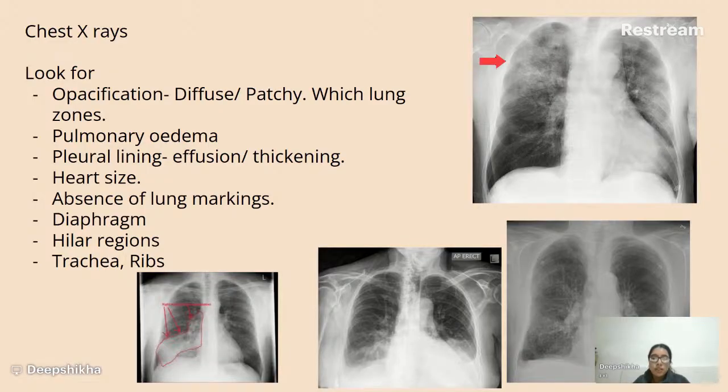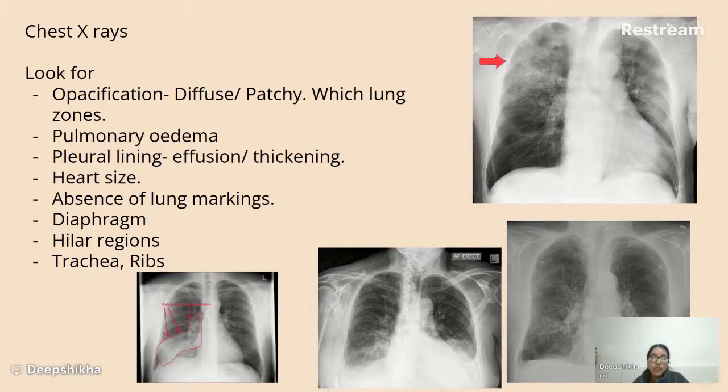So just a little slide on chest X-rays, what to look out for whenever you send off for a chest X-ray. The most important thing is to look for opacification. That just means whiteness on the chest X-ray film. Is it diffuse or is it patchy? Which lung zones do you see it in? Or is it bilateral? Pulmonary edema as well: blunting of the costophrenic angles and fluid all the way up. So just that third painting, 1, 2, 3, the middle painting at the bottom. Again, look at the pleural lining, the heart size, and absence of lung markings as well.